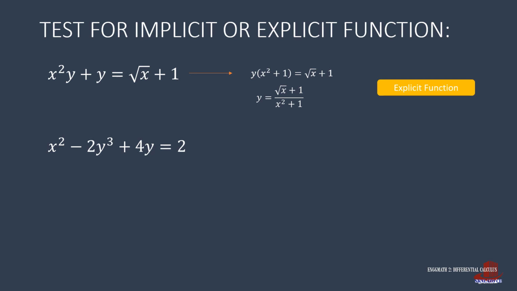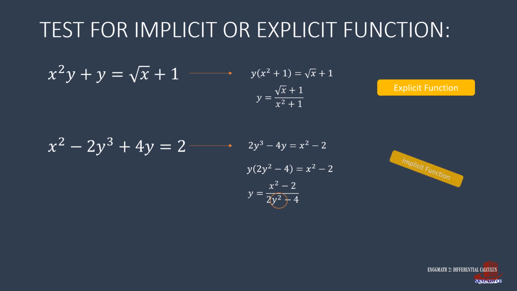Next is x squared minus 2y cubed plus 4y is equal to 2. Just the same, we collect similar variables on either side of the equation, then factor them out. x on the right side is isolated, but even if we factor out y from the left, we are left with 2y squared minus 4, which still has a y, and even if we move the binomial to the other end, we still cannot separate x from y. Thus, this equation is an implicit function.